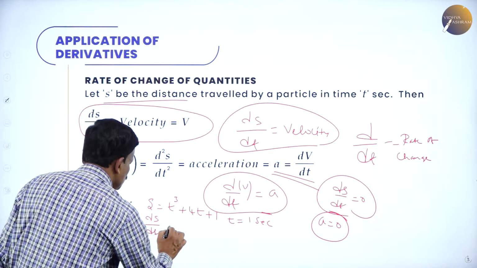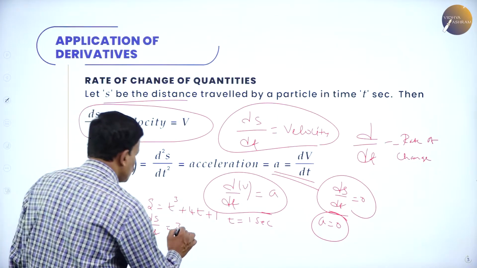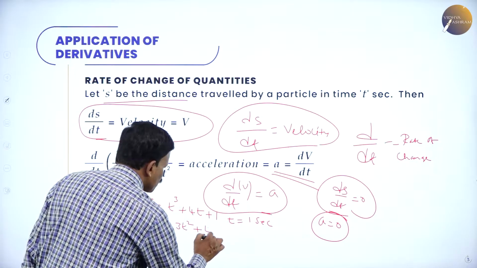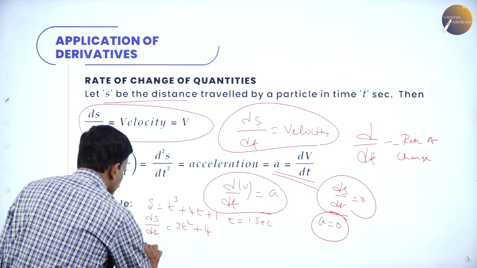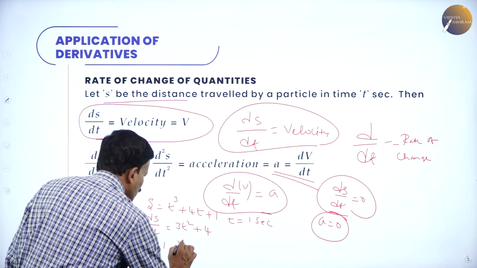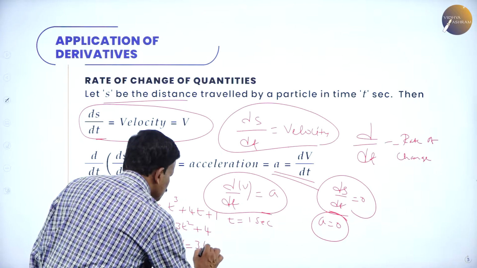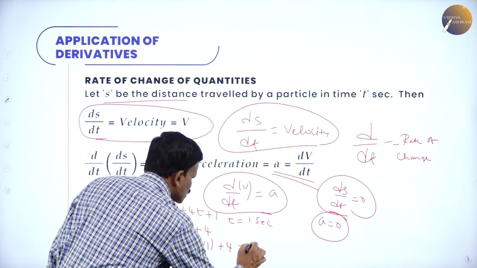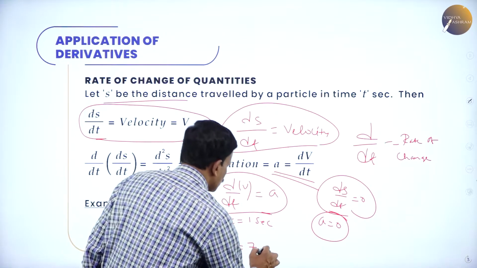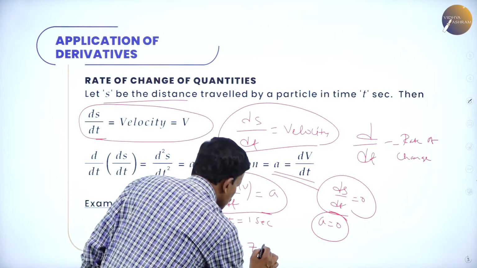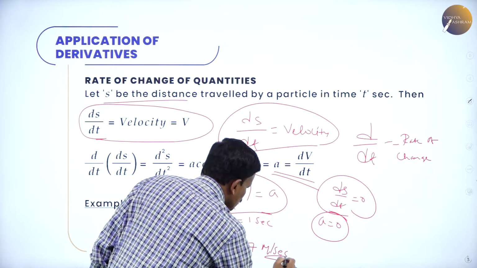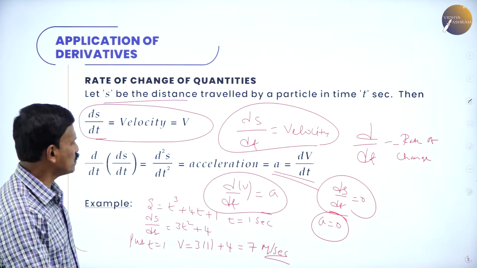ds by dt is equal to the differentiation of t cube, which is 3t square, plus 4 into the differentiation of t, which is 4. If you put t is equal to 1, what will you get? Velocity is equal to 3 into 1 plus 4, that is equal to 7. Velocity is equal to 7. So here the unit, suppose it is in terms of meters per second or centimeters per second, velocity is equal to 7 meters per second.